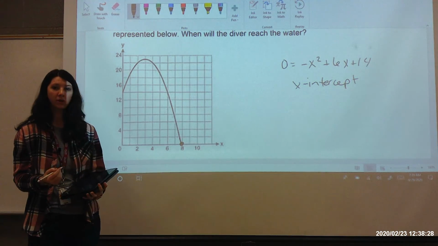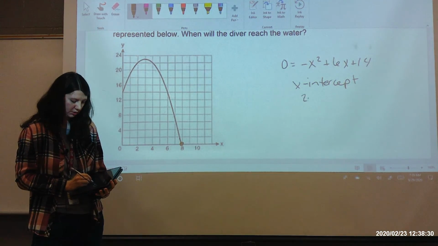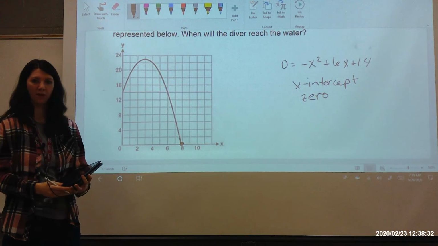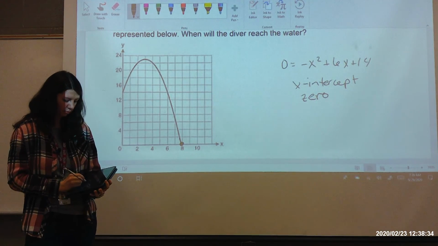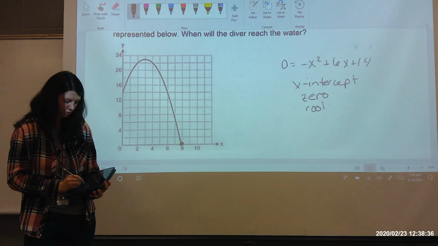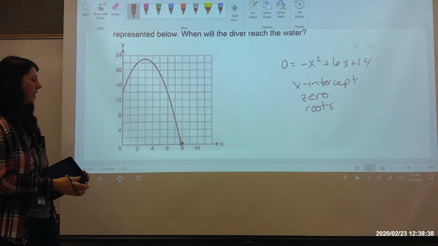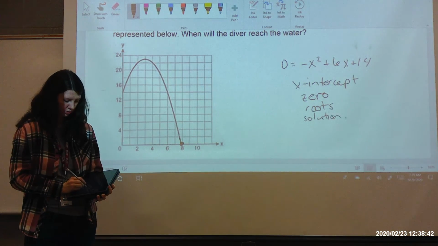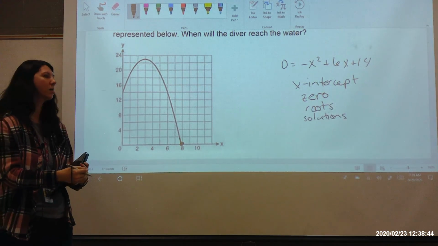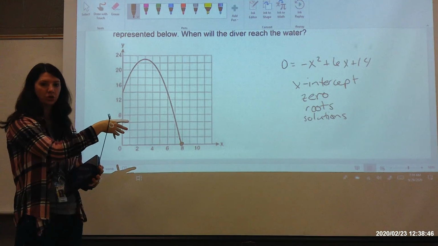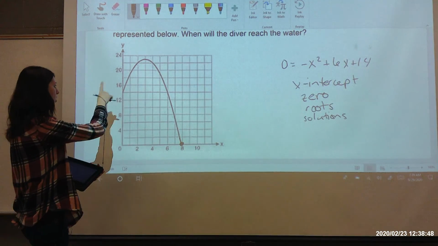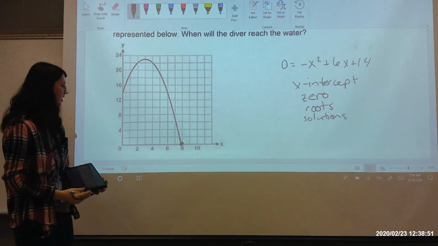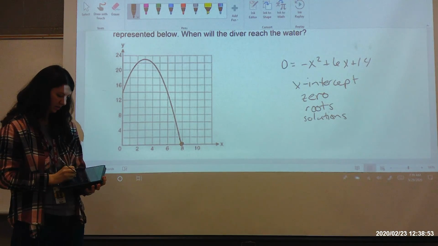Okay, I just want to go ahead and tell you now an x-intercept could be called a 0 because the y value is equal to 0. It also has the name root or roots. Okay, and if I say what are the solutions to the quadratic, I'm all talking about the same numbers. All right, in this case we only have 1, and it looks like it is approximately 8.